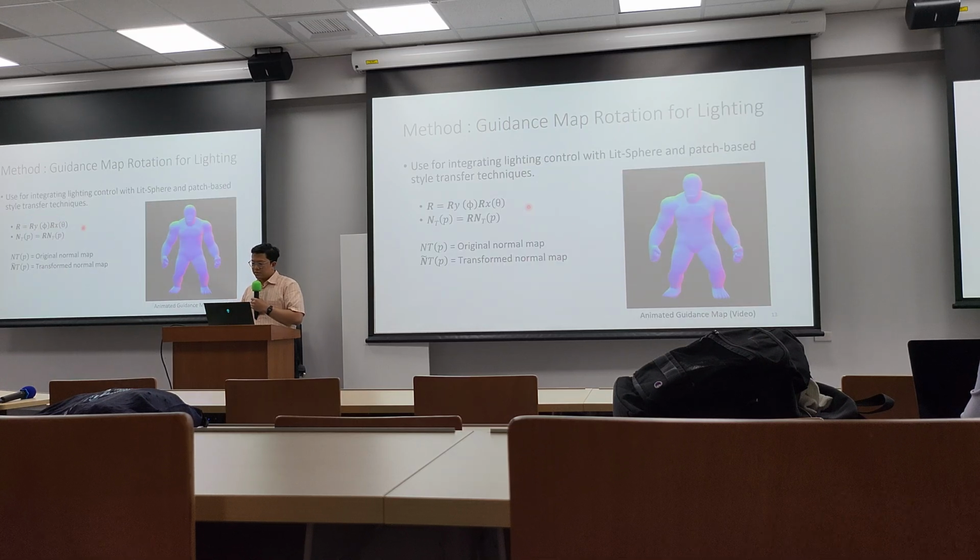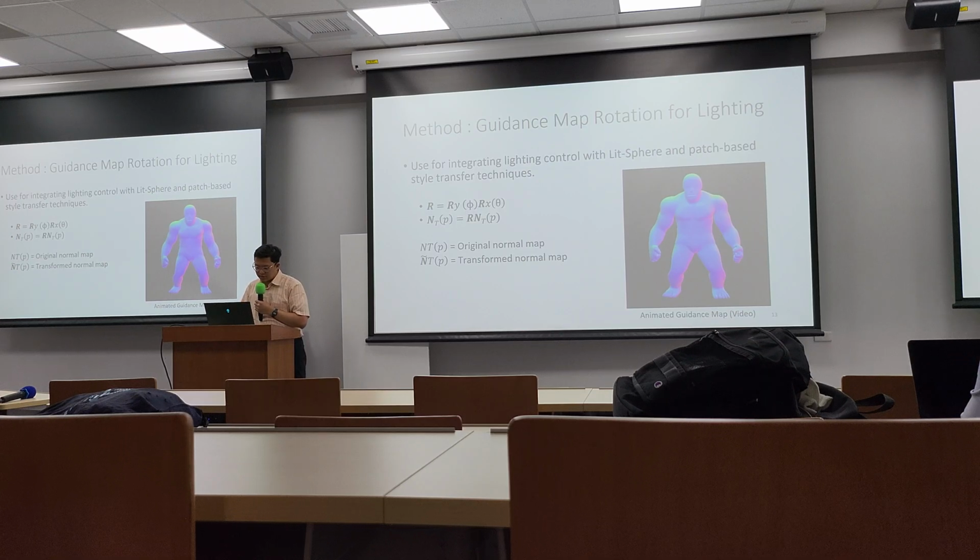The original normal map undergoes a transformation. The original normal map is transformed using the rotation matrix, resulting in the transformed normal map.